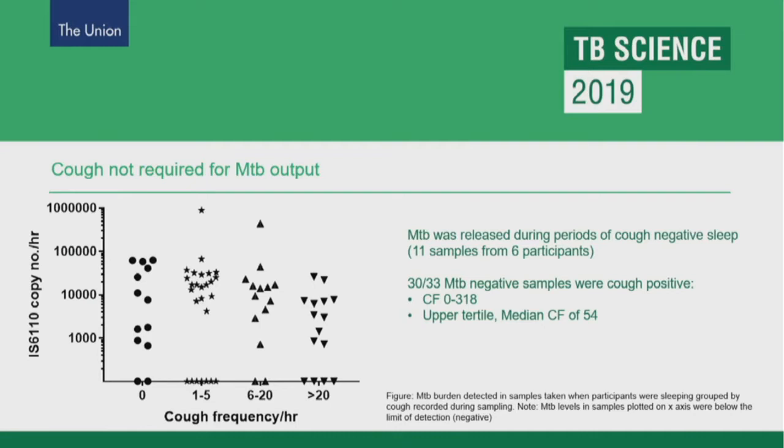It's also keen to note that there is quite a lot of IS6110 captured when there's less than 5 coughs an hour, so less than the average healthy person. Just to really highlight this disparity between cough, if we then look at the converse, if we look at times when no MTB was captured in mask outputs, people were still coughing quite a lot. So up to 318 coughs an hour and absolutely no bacilli excreted onto a mask.